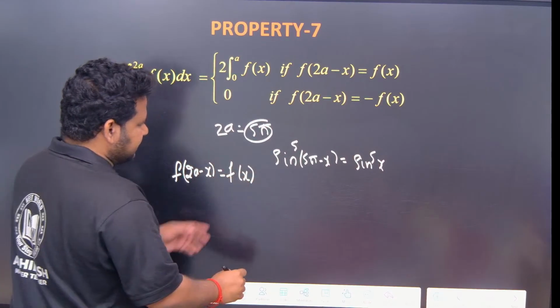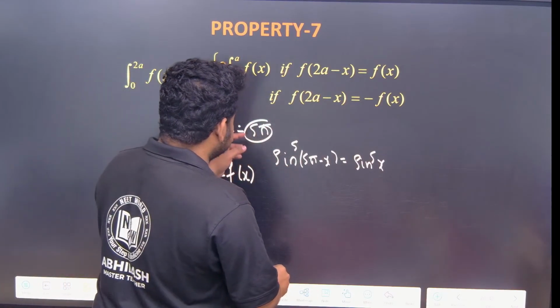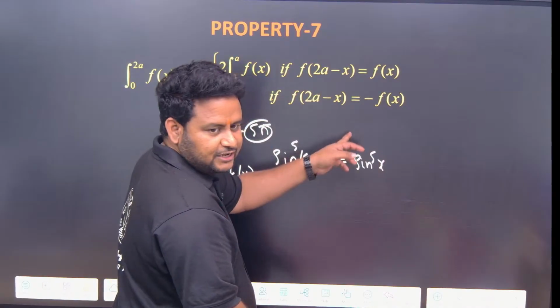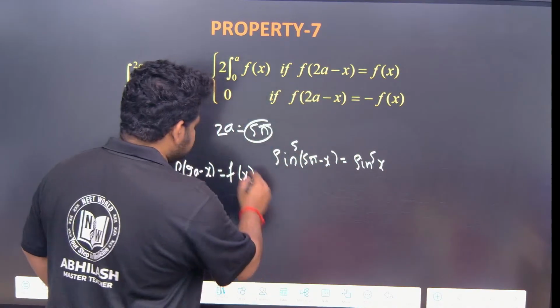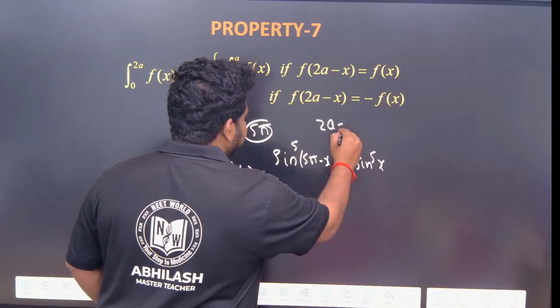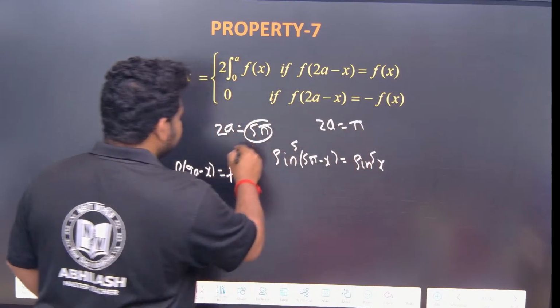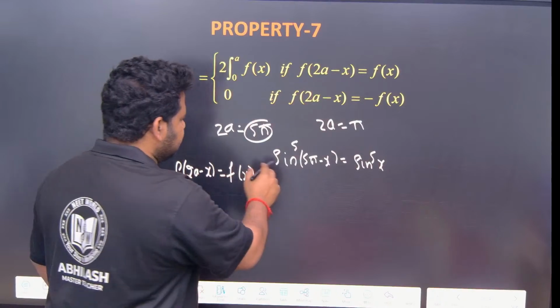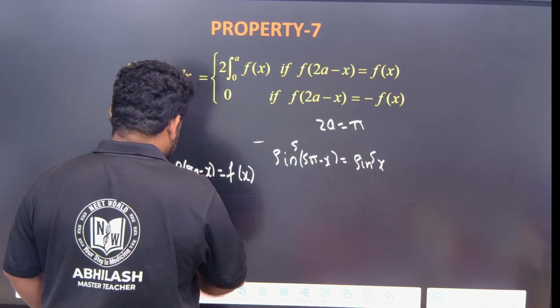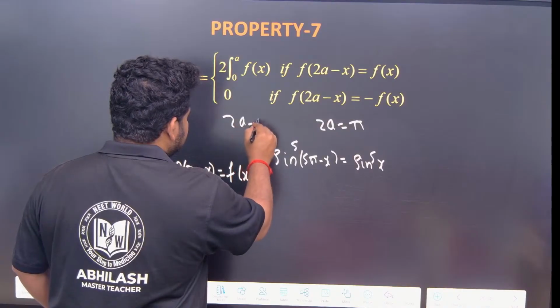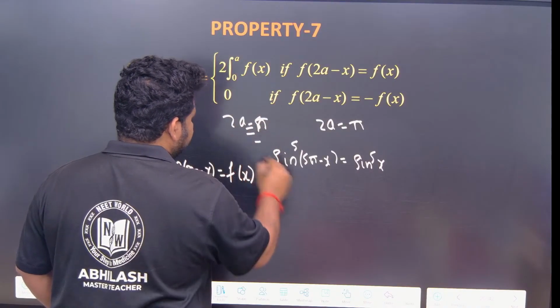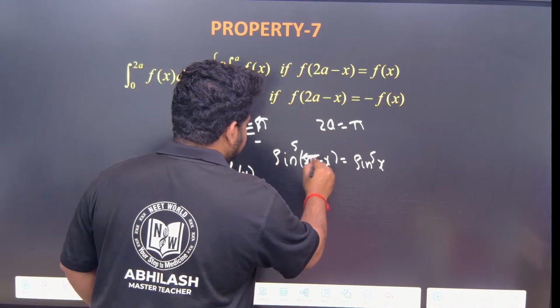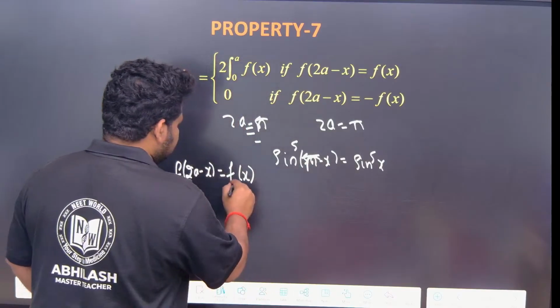I can write it as what? Instead of 0 to 2a, I can write it as 2 times 0 to a. Same thing, if 2a is given as pi. Okay. So instead of writing 5 pi, I can bring the 5 down. Instead of 5 pi, let us take it as pi only. 2a is equal to pi means this will become pi minus x. Instead of this f of x, I can write it as what?